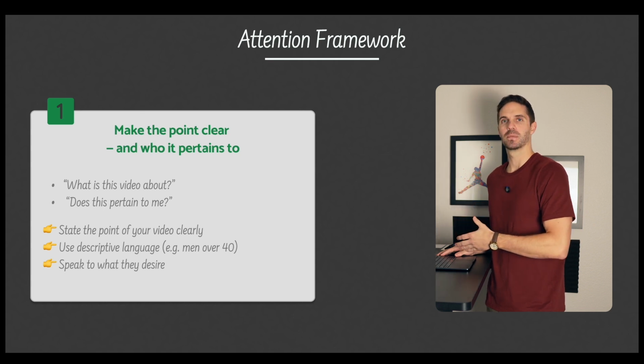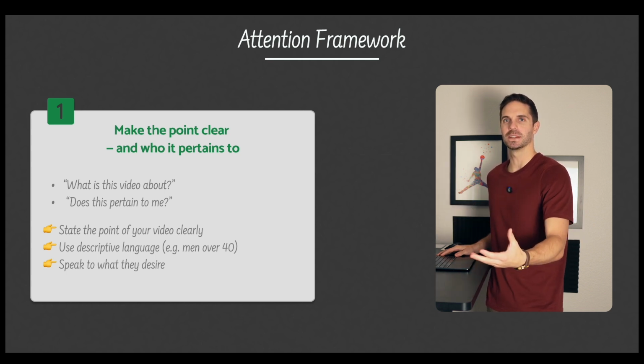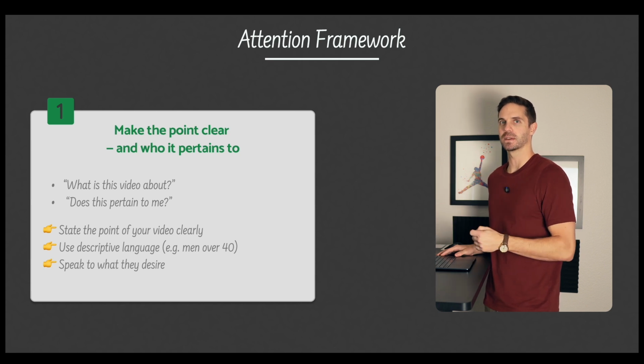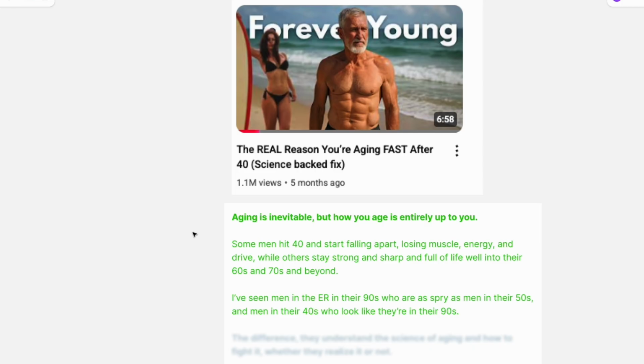Now let's look at a few examples of Seth Capehart of Capehart MD. His video popped on my feed one day, and he does a great job at this right in the beginning lines. Example number 1. This video title is The Real Reason You're Aging Fast After 40. And the first line goes, aging is inevitable, but how you age is entirely up to you. Some men hit 40 and start falling apart, losing muscle, energy, and drive, while others stay strong and sharp, and you get the point. But the first line, he makes it clear the video is about how you can control how you age, and then he speaks directly to men 40 or older.